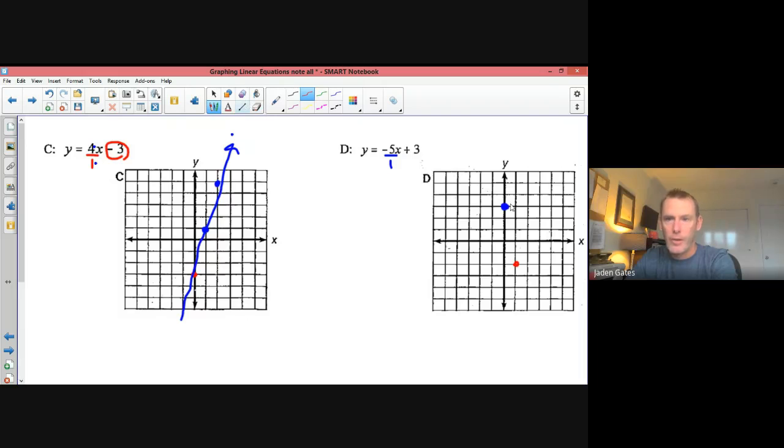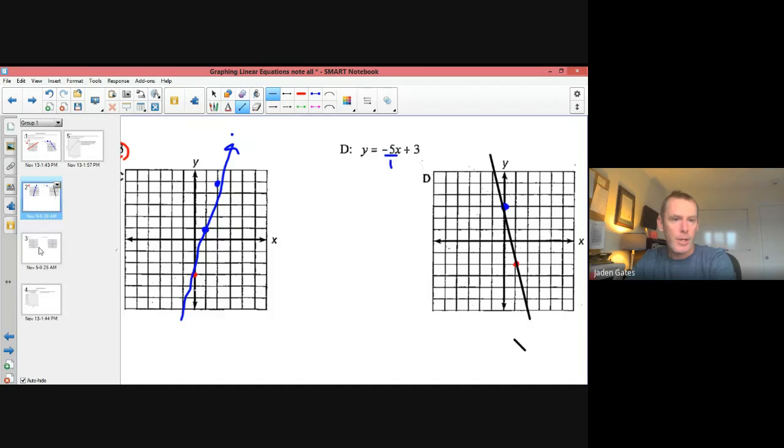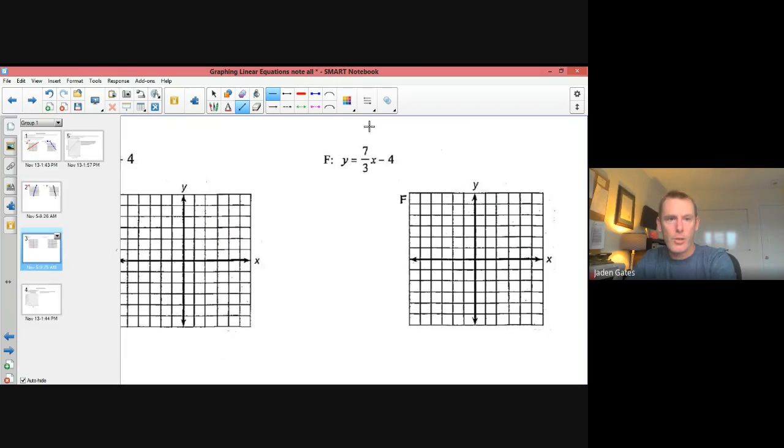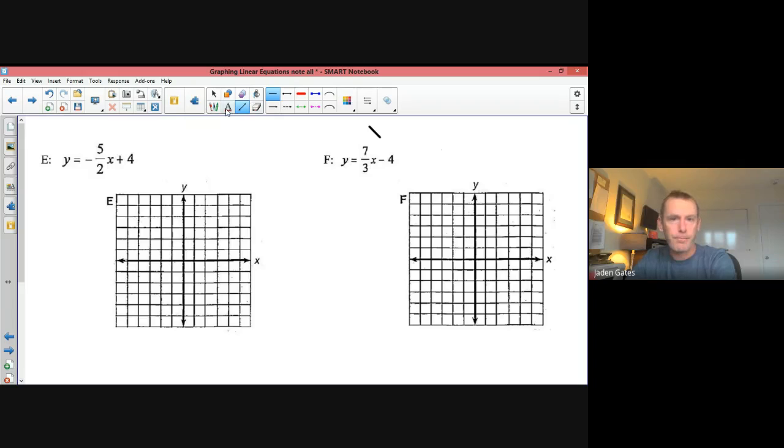drawing here. See if I can actually draw a line. There we go. That's better. And there we go. There's our equation of our line graphed. All right. Moving on to our next one, E.